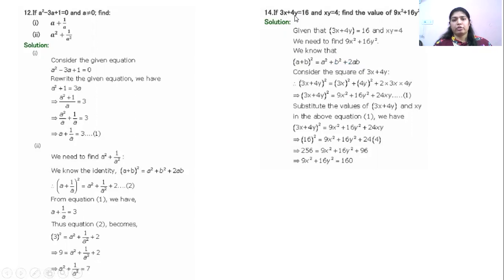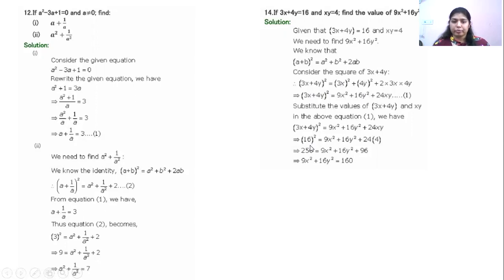3x plus 4y is equal to 16. Consider the square of 3x plus 4y. We'll get (3x plus 4y) whole square gives you (3x) whole square plus (4y) whole square plus 2 into 3x into 4y. So (3x plus 4y) whole square is equal to 9x square plus 16y square plus 2 times 3 is 6, 6 times 4 is 24xy. Now put the value of 3x plus 4y and xy.